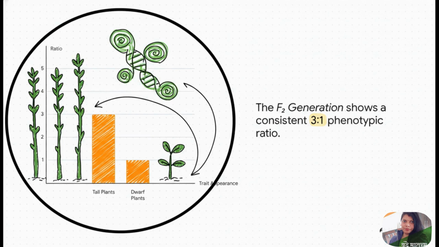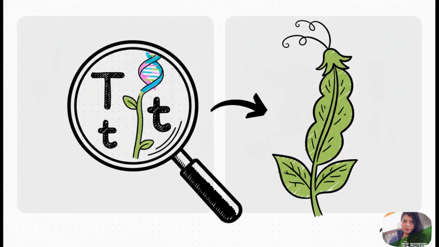The dwarf trait, the one that had completely vanished, reappeared. But here's the kicker. It wasn't random. It came back in this strikingly consistent pattern. For every 3 tall plants, there was exactly 1 dwarf plant. This 3-to-1 ratio, this was a massive clue. How could a trait just disappear and then pop back up with such mathematical precision? That perfect ratio led Mendel to a huge aha moment.